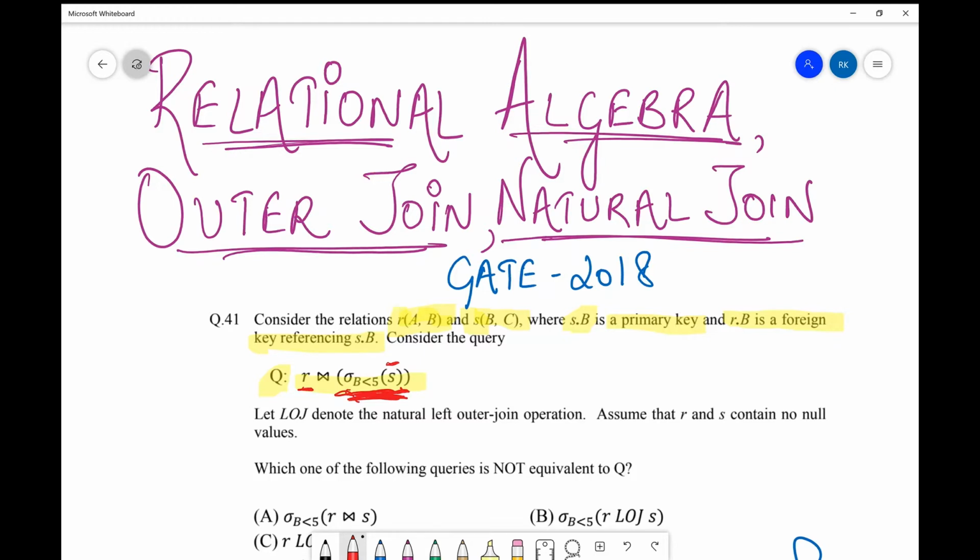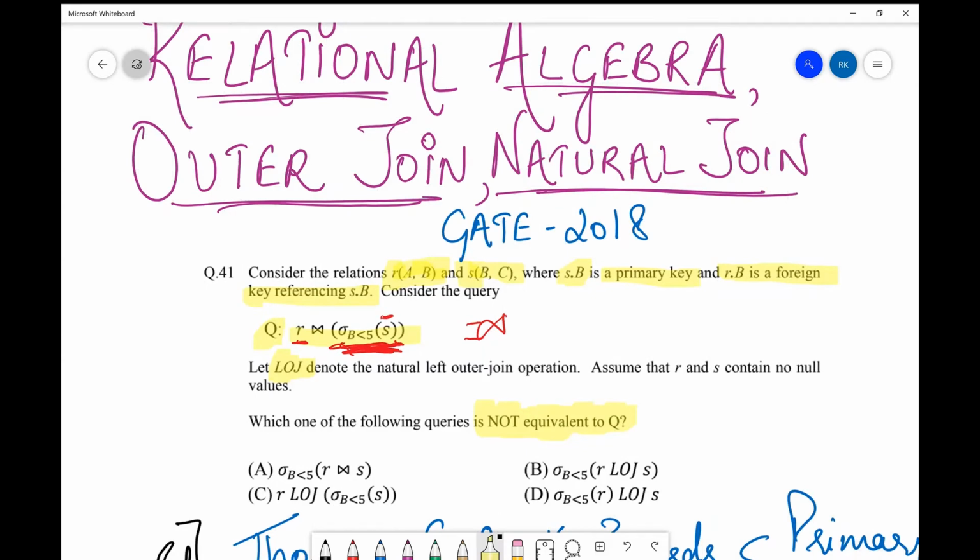It says, let LOJ denote the natural left outer join operation. Generally the symbol for a natural left outer join is this, so I'm also going to use this notation at various times. Then assume that R and S contain no null values. Which one of the following queries is not equivalent to Q? Now this is very important. What do we need to find? We need to find that particular query which generates a result that is not equivalent to this one.